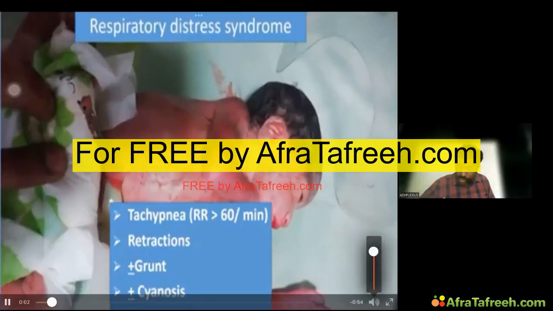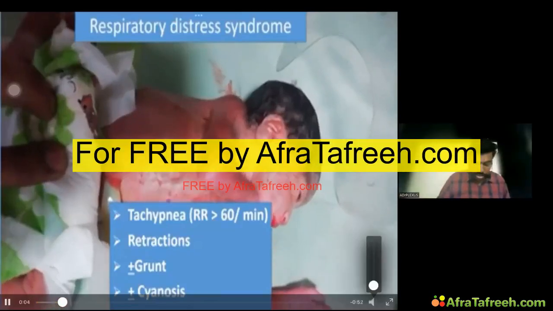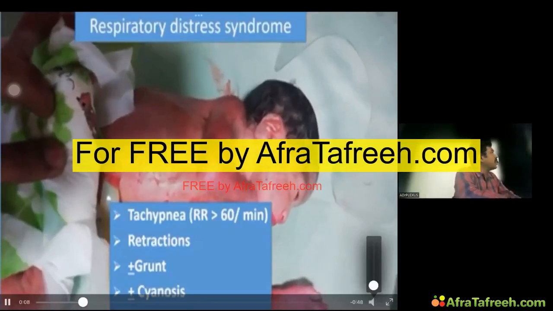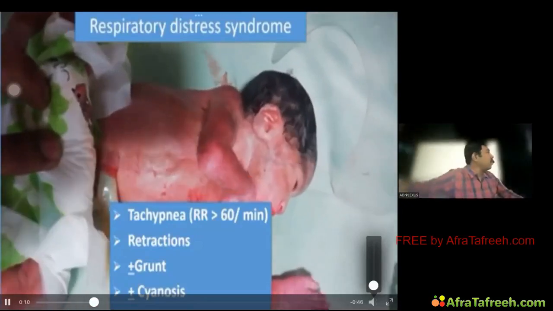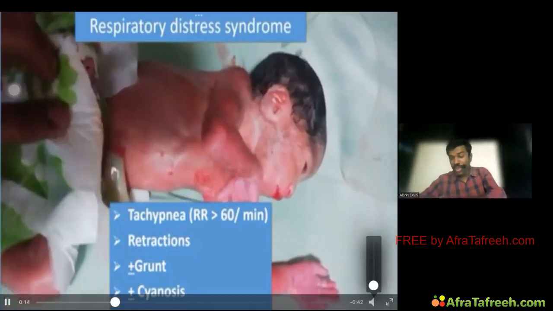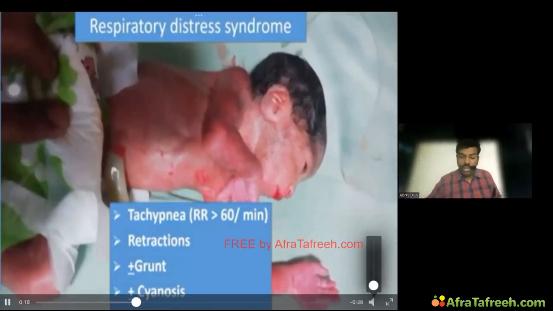Costal and intercostal retractions. What happened to the respiratory effort here? Respiratory effort increased. You can see the increased respiratory effort. Retractions, and differential cyanosis in the baby, and this is a feature of hyaline membrane disease. Okay, hyaline membrane disease, very important.